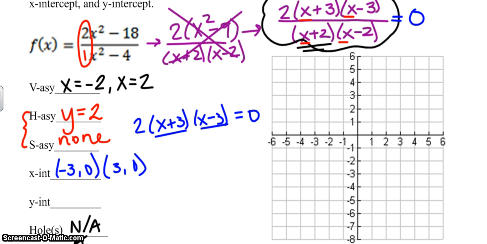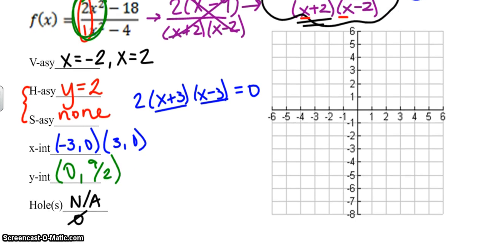A y-intercept is when I plug in 0 for x. So I'm going to choose to plug in 0 for x here because it's a little bit easier to read. So 0 over 0 right there, so this is going to be 0 minus 18 over negative 4. This will be the point 0, comma, 9 halves.